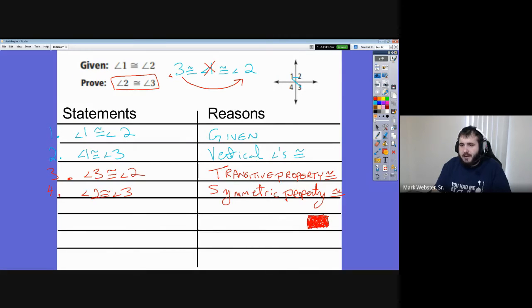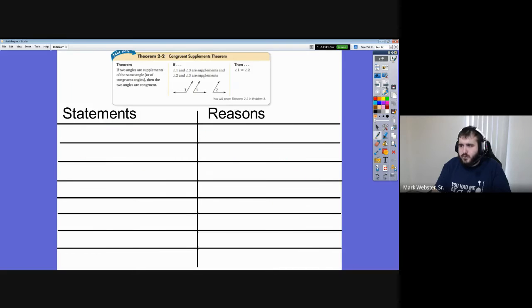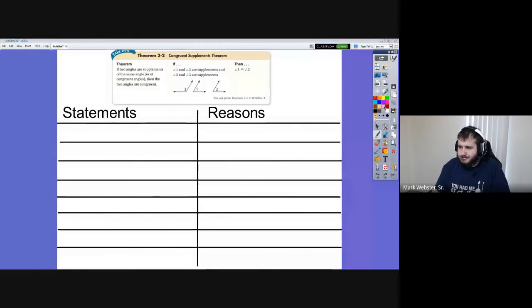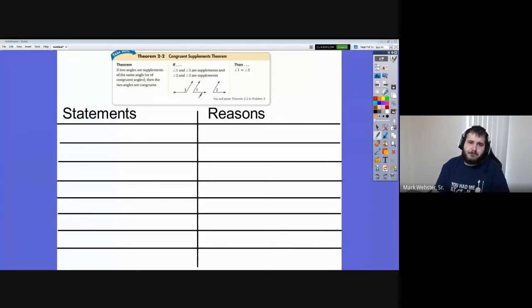All right, I think I've got just a couple more. So I wanted to show you this one. This is called the congruent supplements theorem. Basically, this one says if angle 1 and angle 3 are supplementary, and angle 2 and angle 3 are supplementary, then angle 1 and angle 2 are the same. To say it a different way, if two angles are supplementary to the same angle, then the two angles are congruent to each other.